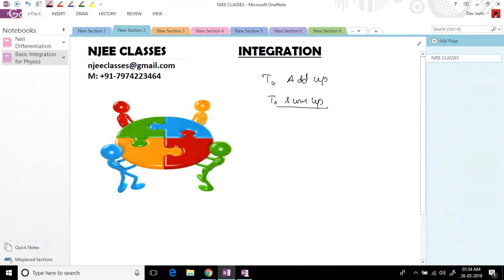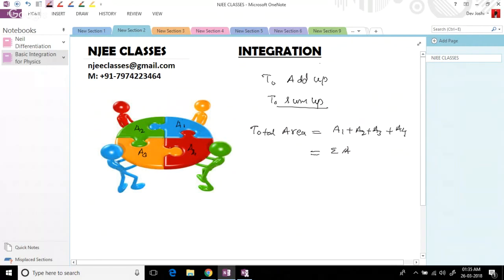Have you seen the picture over there? What is happening in this picture? There are four parts, and all the parts are joined together to form a complete circle. Suppose the area of this part is A1, this part A2, this part A3, and this part A4. If I want to find the total area, it is going to be equal to A1 plus A2 plus A3 plus A4, the sum of all the areas. Or we can say it is equal to the summation of areas.